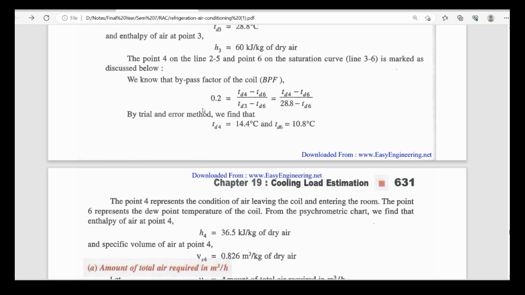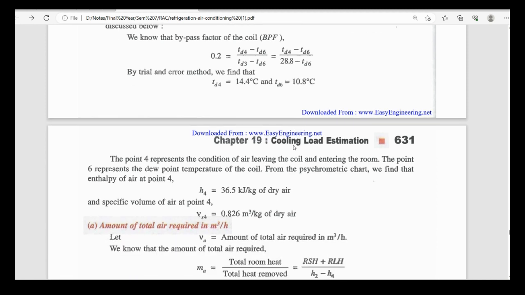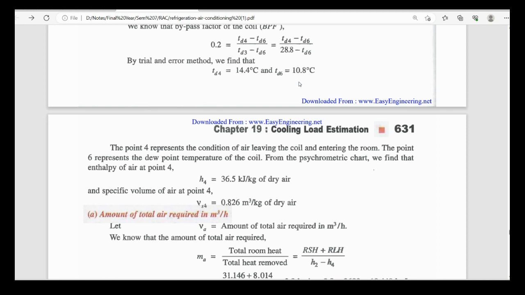Now in this method we are using a trial and error method, in which we have to put in the values of TD6 and TD4, so that we get nearly 0.2, or satisfy the equation of 0.2. In the trial and error method, we get the value of TD4 as 14.4 degrees Celsius dry bulb temperature, and TD6 as 10.8 degrees Celsius dry bulb temperature. Now we have the values of all the temperatures, TD4 and TD6. TD4 is the supply condition.